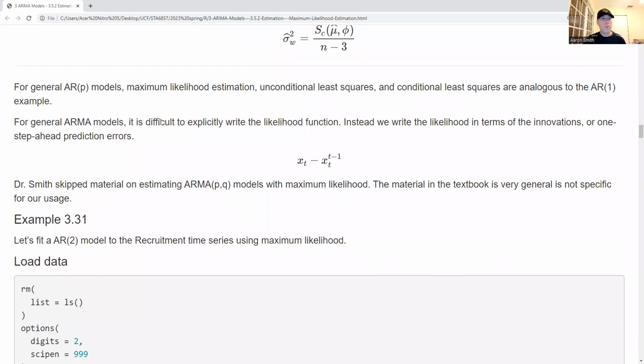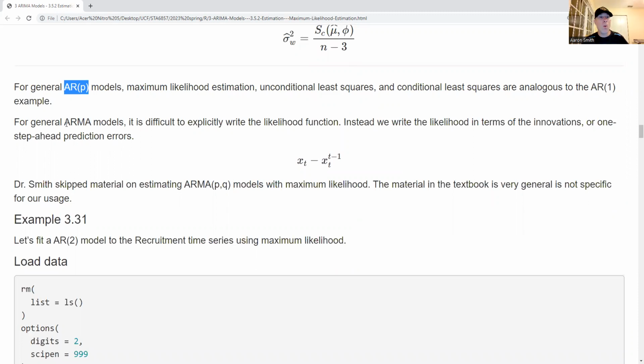And so in general, with AR models, maximum likelihood estimation, unconditional least squares, and conditional least squares are going to be analogous to this AR1 example. And we can slug through it and expand it, but it's more complicated, more work. Conceptually, it's the same ideas.